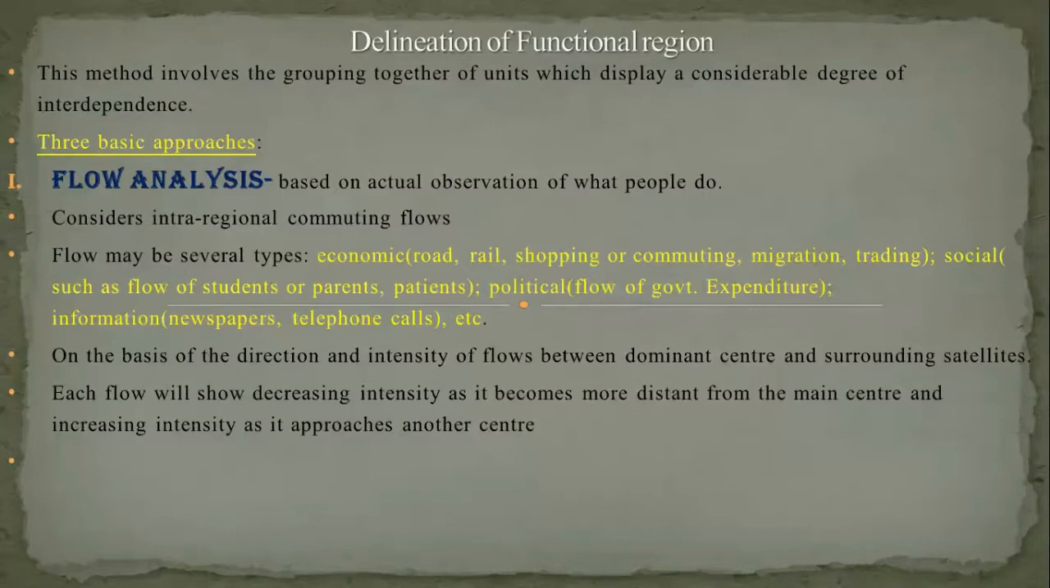So here what we are seeing is that in delineation of functional regions, there are three basic approaches. The first is flow analysis. In flow analysis, as the name suggests, we check for the intra-regional commuting flows. What are the various types of flows? The economic flows or the social flows, etc. On the basis of the direction and the intensity of the flow, we delineate the functional region in that place.